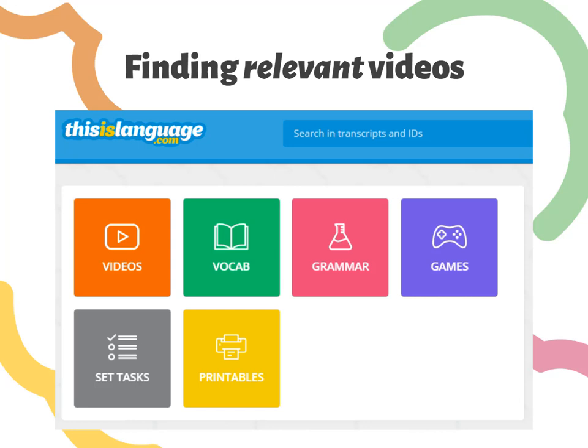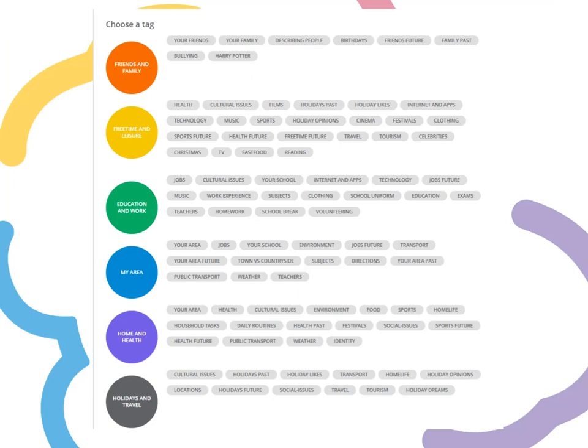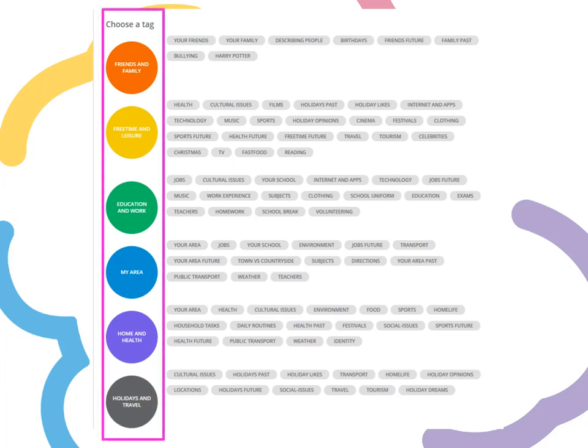So, I want to start by showing you how to find a relevant, level-appropriate video to use with your students. When you log into the site, you'll see this row of buttons across the top of the page. Just click Videos to start exploring the content that we have on offer. As you can see, our videos are organised thematically to make it as easy as possible for you to find one that's suitable for any given lesson. Videos are divided first into these broader themes, the likes of which you're all very familiar with, I'm sure. Friends and family, free time and leisure, education and work, my area, home and health, and holidays and travel.